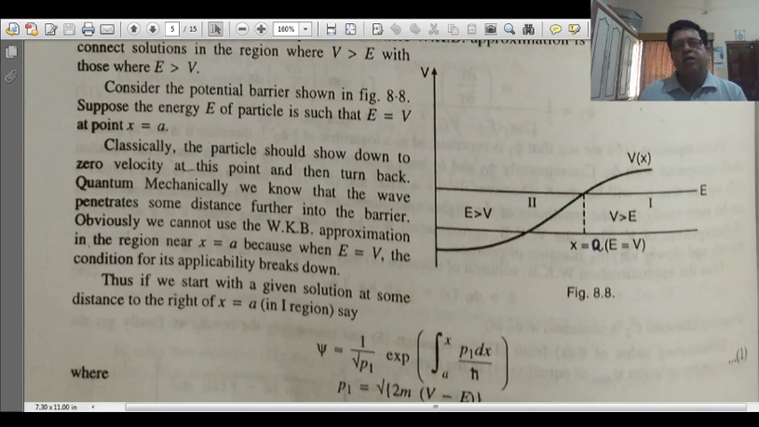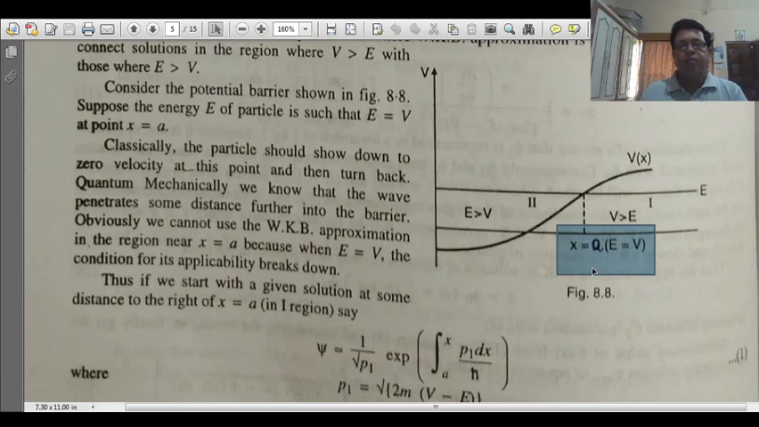Consider the potential barrier shown in this figure. Suppose the energy of the particle is such that E equals V at x equal to a. Classically, the particle should slow down to zero velocity at this point, because at x equal to a, E equals V. So classically, the particle velocity becomes zero at this point. That means it turns back.